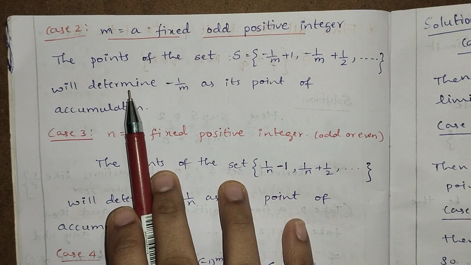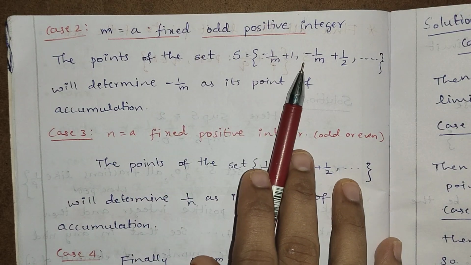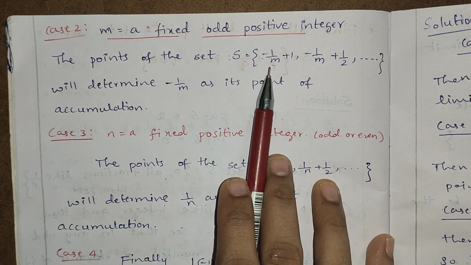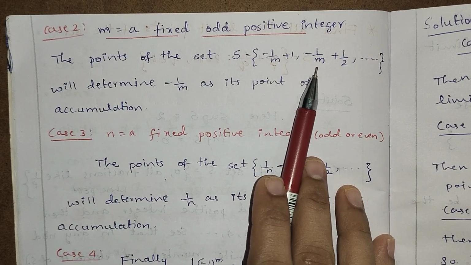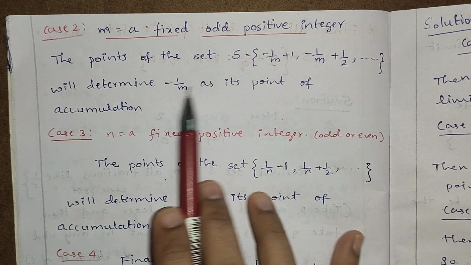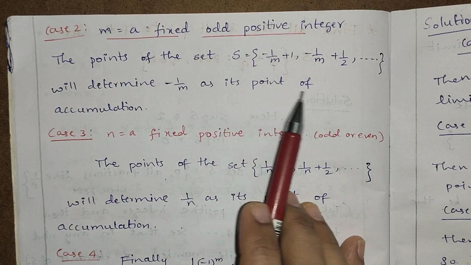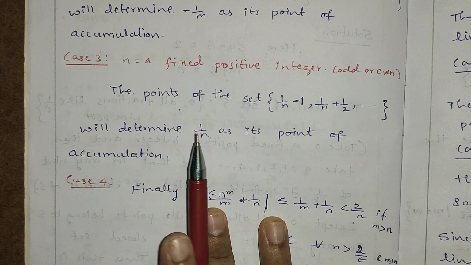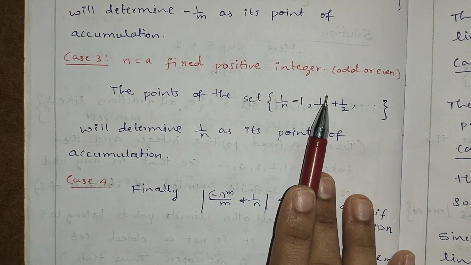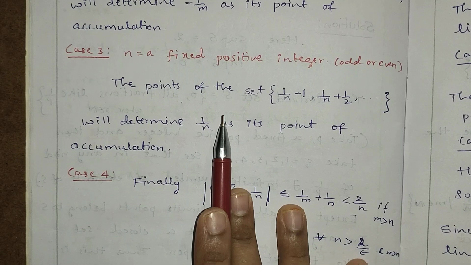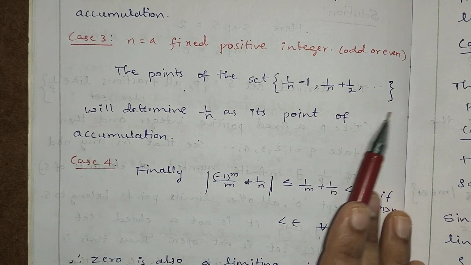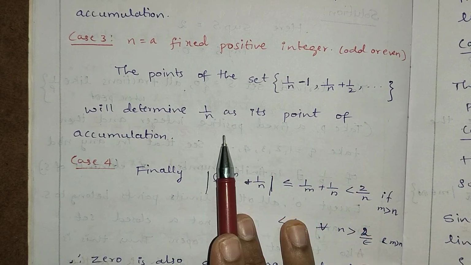Case 2: m a fixed odd positive integer. The points of the set S, -1/m + 1, -1/m + 1/2 and so on, will determine -1/m as its point of accumulation. Case 3: n equal to a fixed positive integer. Then the points of the set will be 1/n - 1, 1/n + 1/2 and so on, and will determine 1/n as its point of accumulation.